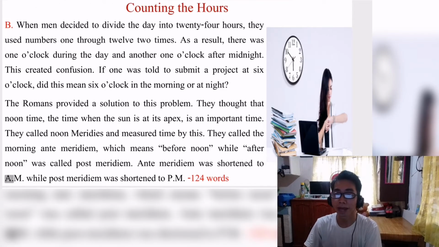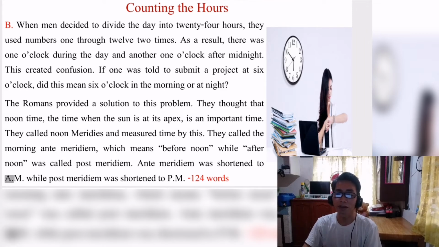Let's go to the next passage, counting the hours. When men decided to divide the day into 24 hours, they used numbers 1 through 12 two times. As a result, there was 1 o'clock during the day and another 1 o'clock after midnight. This created confusion. If one was told to submit a project at 6 o'clock, did this mean 6 o'clock in the morning or at night? The Romans provided a solution to this problem.